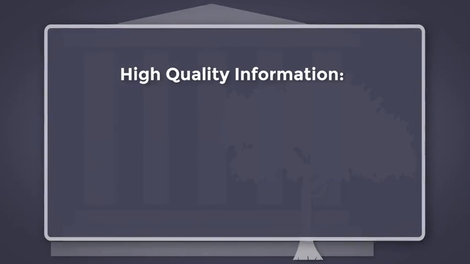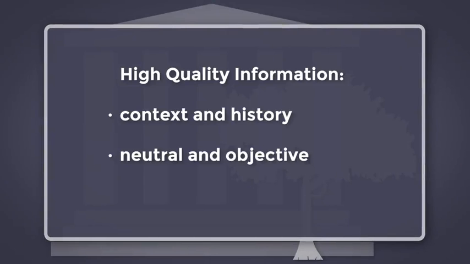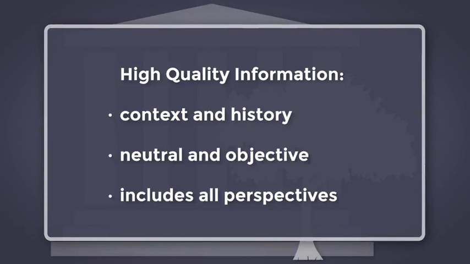Research shows that participant input improves when they are given high-quality information that provides context and history, is neutral and objective, and includes all perspectives. Whether information is needed, as well as what types of materials are appropriate, depends on the complexity of the issue being examined and the stakes involved.